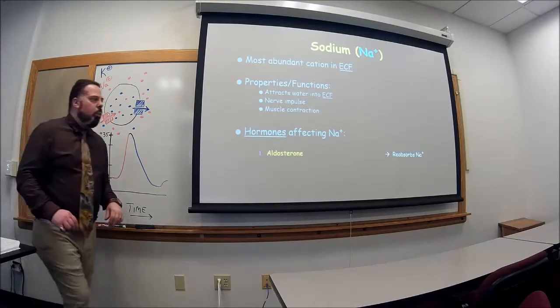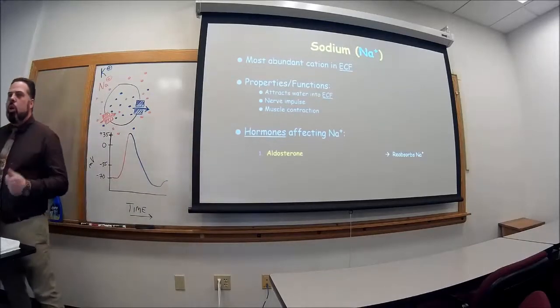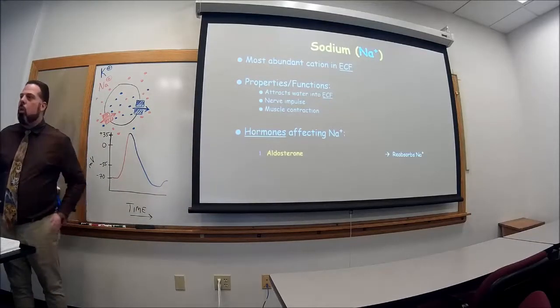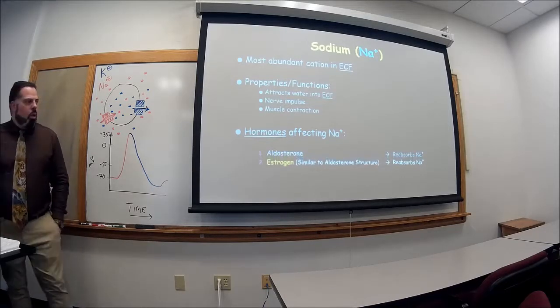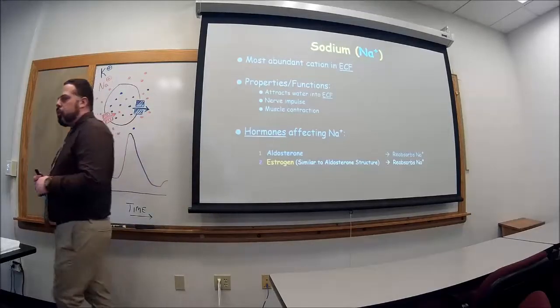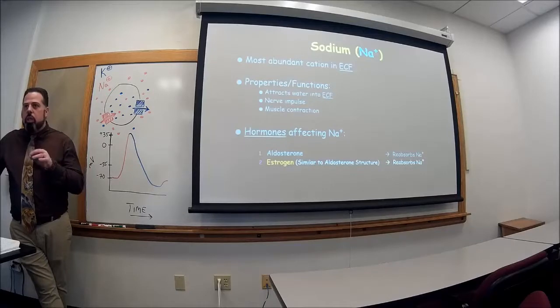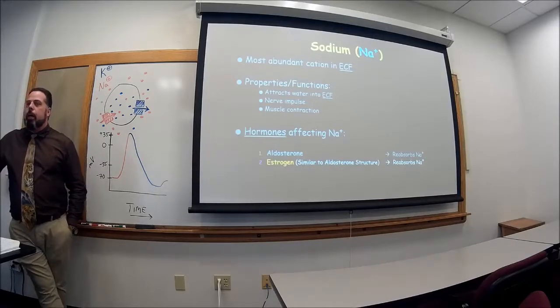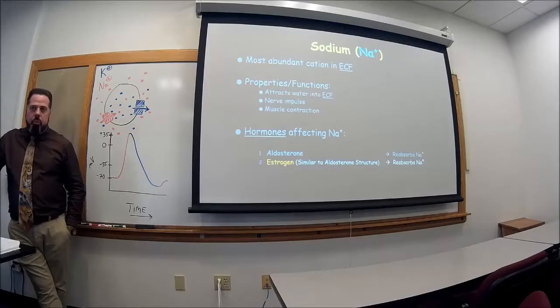Aldosterone is going to reabsorb sodium at the kidney level. When sodium gets reabsorbed, water is going to follow, and blood pressure will go up. So aldosterone makes blood pressure go up that way. Estrogen is similar in structure to aldosterone, so it has an aldosterone-like effect where it does target somewhat of the kidney, and that will also reabsorb sodium.